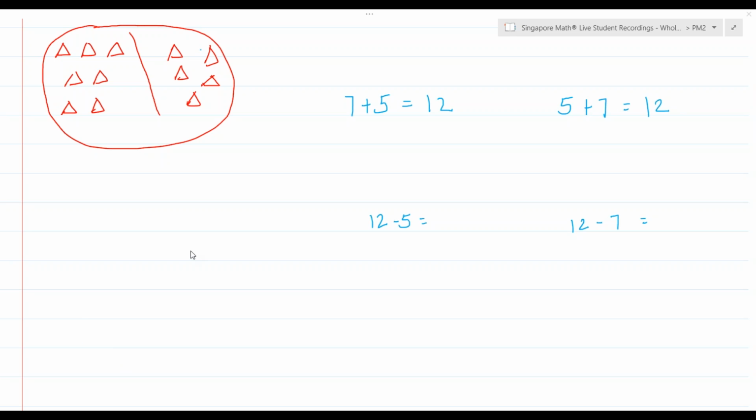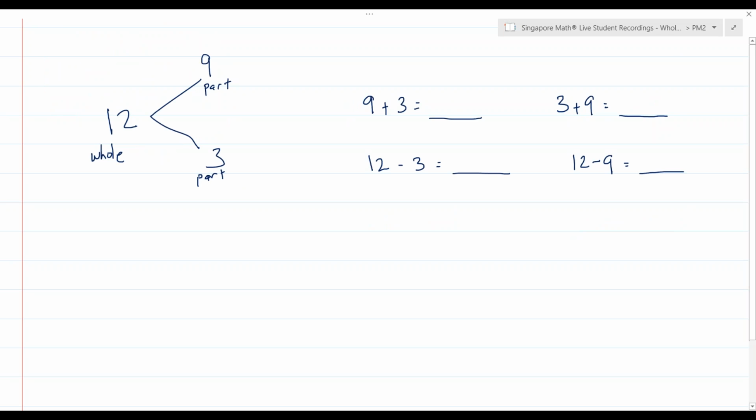If I start with a whole group of 12 and I get rid of 5 of them, what I have left is 7. And of course, if I start with all 12 and I get rid of 7, what I have left is 5. So starting with the whole and getting rid of one part leaves me with the other part. Always think about 2 parts coming together to make the whole thing, and if you take the entire thing and lose one part, then you end up with the other part.